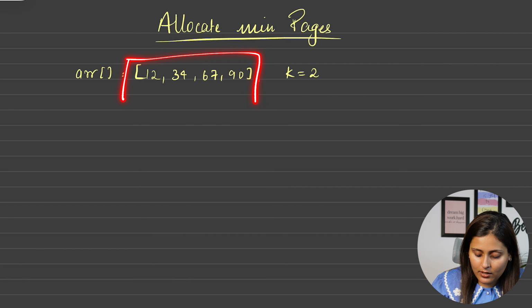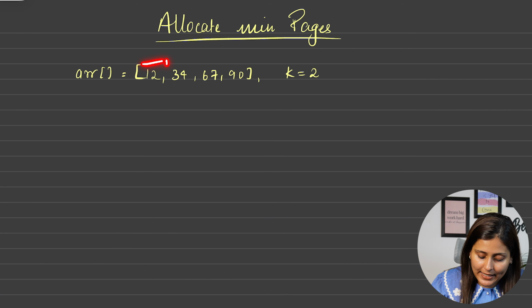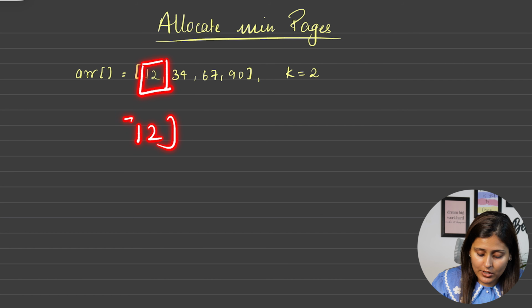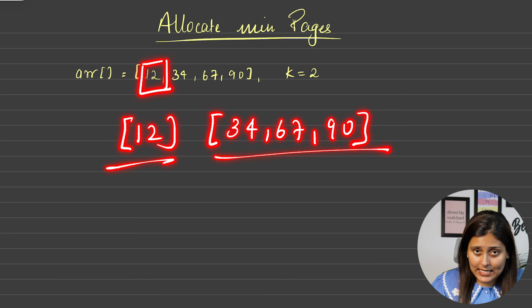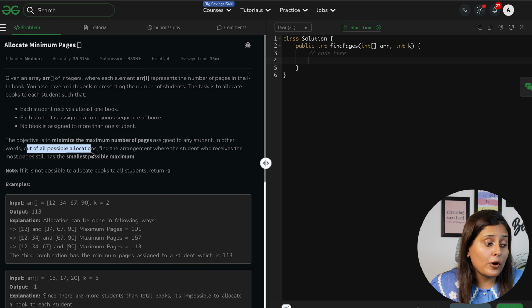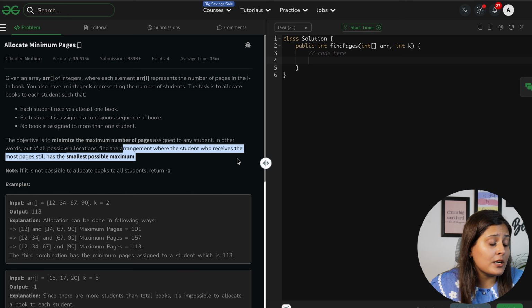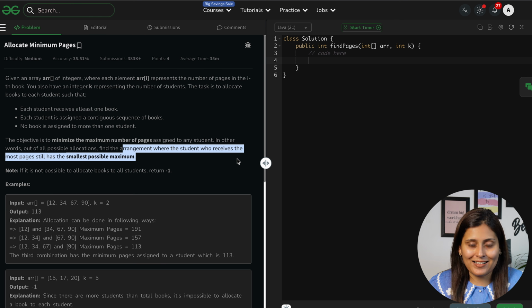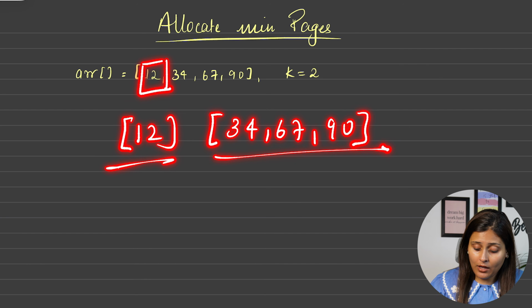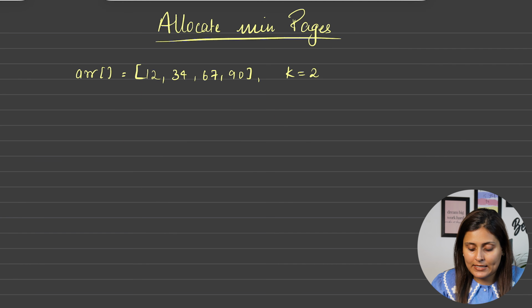So here are the numbers of pages given, and the task is that every student should get at least one book. Suppose you give one book, 12, to one child, then whatever the rest of the books are, you have to give to the other one. Now the question says that out of all possible allocations, find the arrangement where the student who receives the most pages still has the smallest possible maximum. Let's see how many different arrangements are possible.